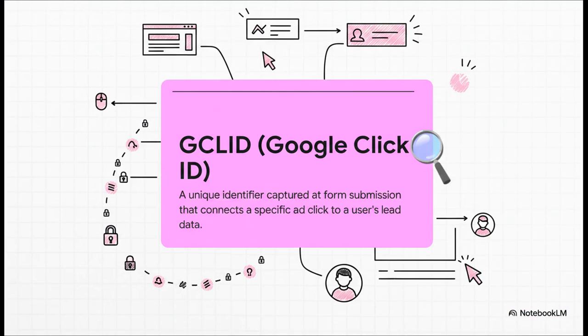So let me introduce you to the hero of our story, the GCLID. That stands for Google Click ID. Just think of it as a unique serial number, a tiny digital breadcrumb that Google attaches to your click. This little string of text is the absolute key to the whole process. It's the one thing that lets a company point and say, aha, that specific click brought us this new customer.